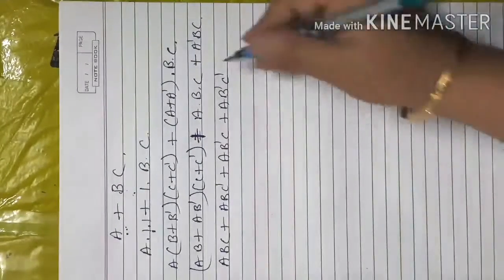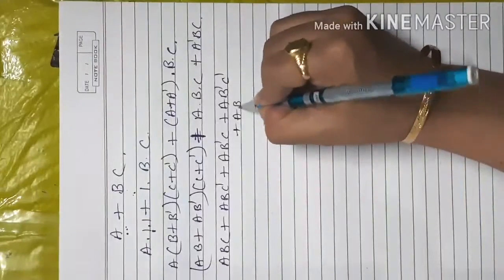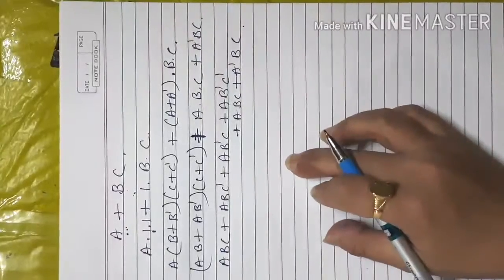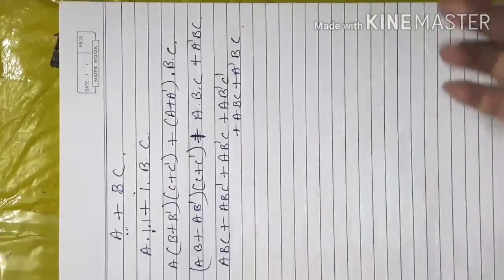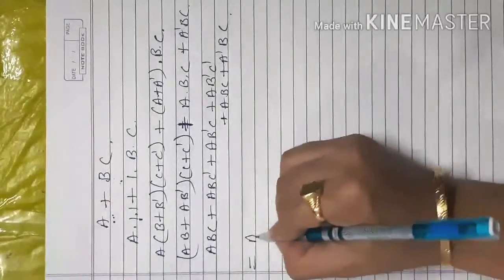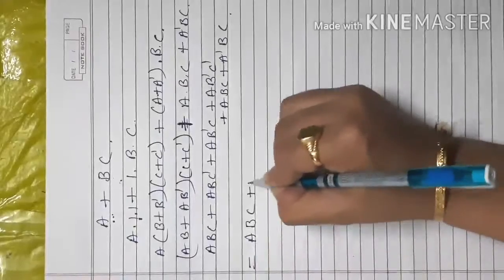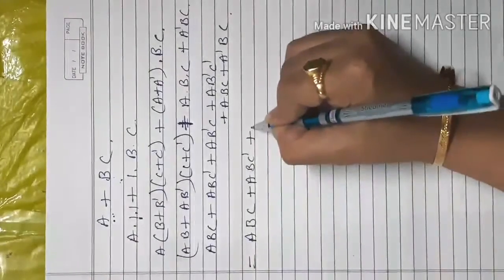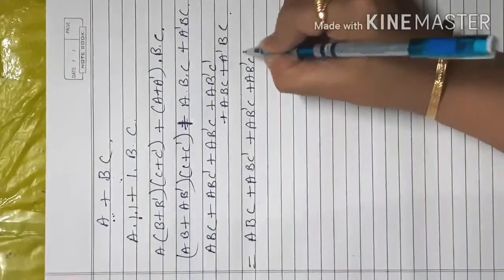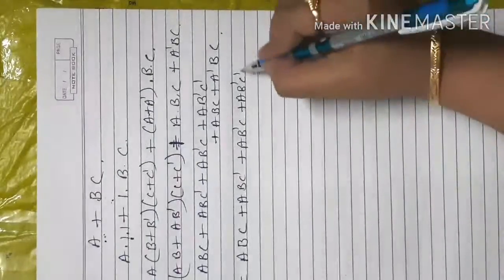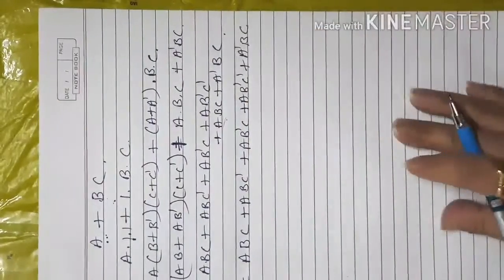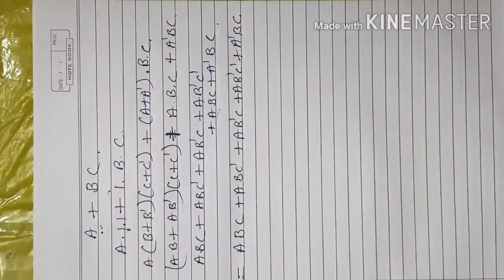We apply the distributive law here. Already I have one ABC, then A complement BC. If any term is the same, we merge them, like ABC and ABC. If the same term is there, my answer will be the same in that case. Then my required answer in SOP form is ABC, ABC complement, AB complement C, then AB complement C complement, then this will be merged in this, then A complement BC. So that is the required SOP form of the expression. Thank you.